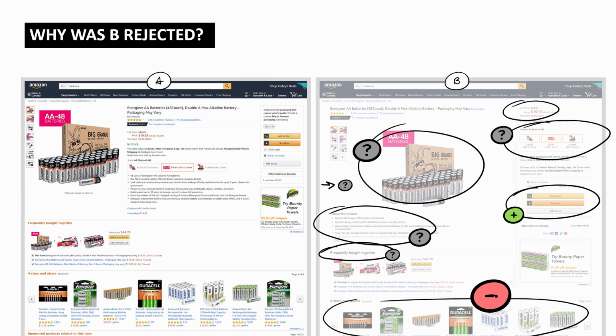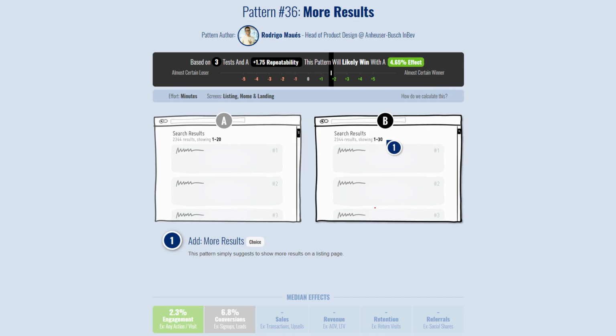This other change here has negative probability: 8 tiles versus 7 tiles. How do we know that? From GoodUI pattern 36, more results. 3 tests are leaning towards the positive, so far at least, showing, for example, 20 versus 30 results, where 30 results was better for some company. The tests are not shown here, but they're further down and available on the platform itself.